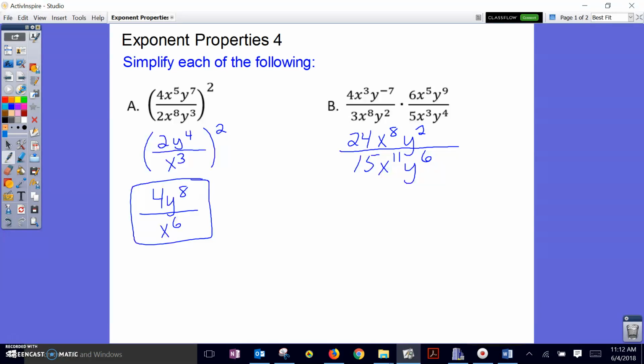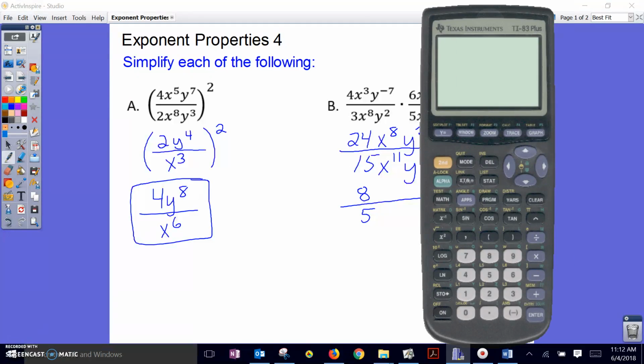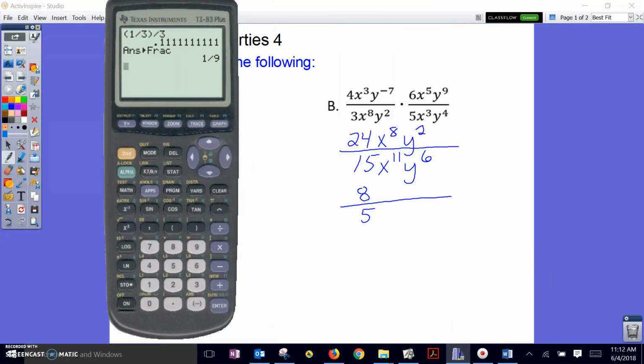I start with my numbers. 24 over 15, I find the biggest factor that I can take out of both of those, and that's going to be 3. If I take a 3 out of both of those, it leaves me with an 8 in the numerator and a 5 in the denominator. By the way, if you have trouble reducing those fractions like that, we can do that really easy on our calculator. Just go ahead and take the numbers that are there, 24 divided by 15. I'll turn that into a decimal, but then I can go to my math menu and change it over to a fraction. And I get 8 over 5, which tells me I want 8 in the numerator and 5 in the denominator.